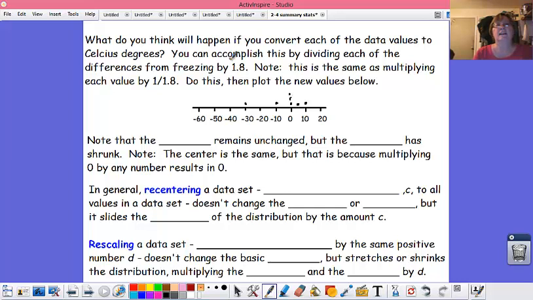So when we divided, or you could think of that as multiplying by the reciprocal, what happened is the basic shape doesn't change at all. We still have the skewedness, but the spread has shrunk. The center, of course, is the same, but that's what we said. Multiplying by 0 gets you 0, or dividing.